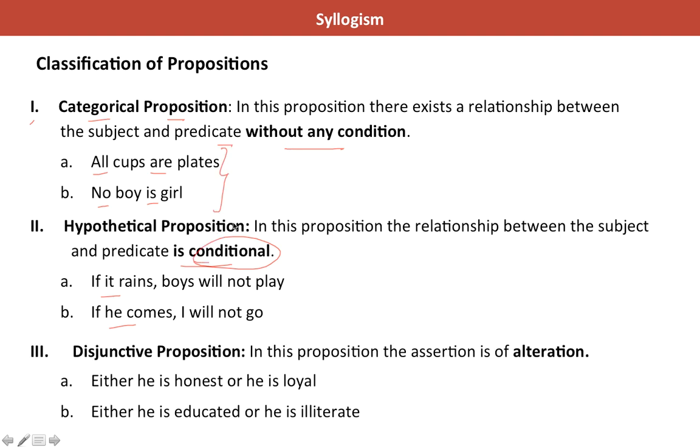And the third type is disjunctive proposition. In this proposition, the assertion is of alternation. For example, either he is honest or he is loyal. So either of the two. So there is an alternation. Either he is educated or he is illiterate. So again, I have an or condition or an alternation.